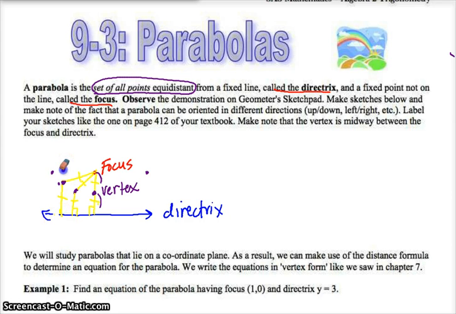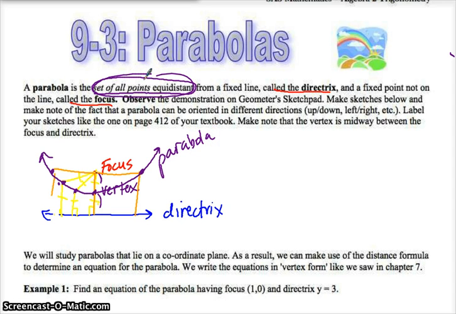So I make this square. Don't you think this is the easiest way to do it? This distance from here to here needs to be the same as here to here. I'm making a square. This was too far away, so I'm eyeballing it. So here are my points. I connect them, and there is my parabola based on the definition that I just read, which said it's the set of all points equidistant from the directrix and the focus.